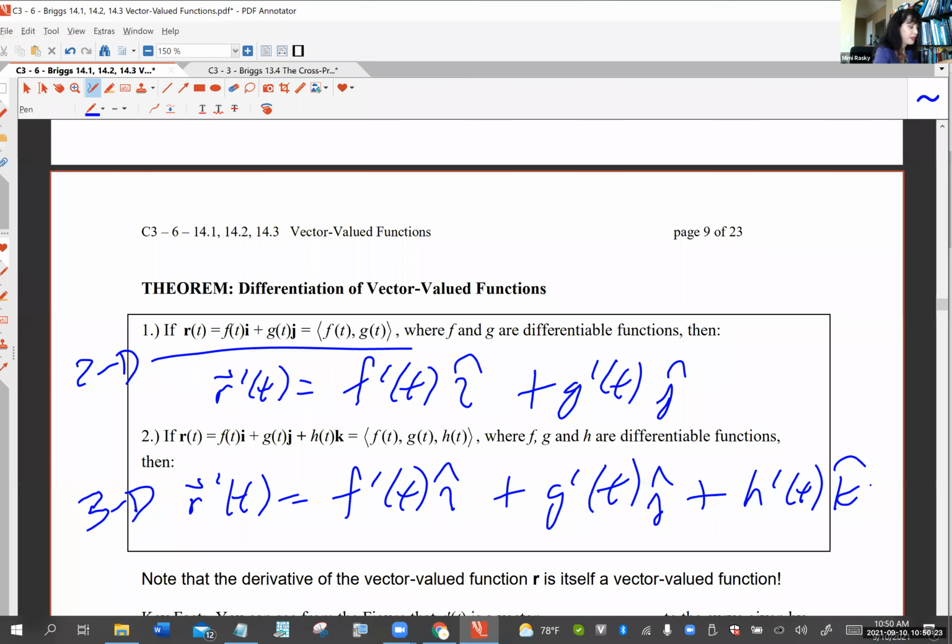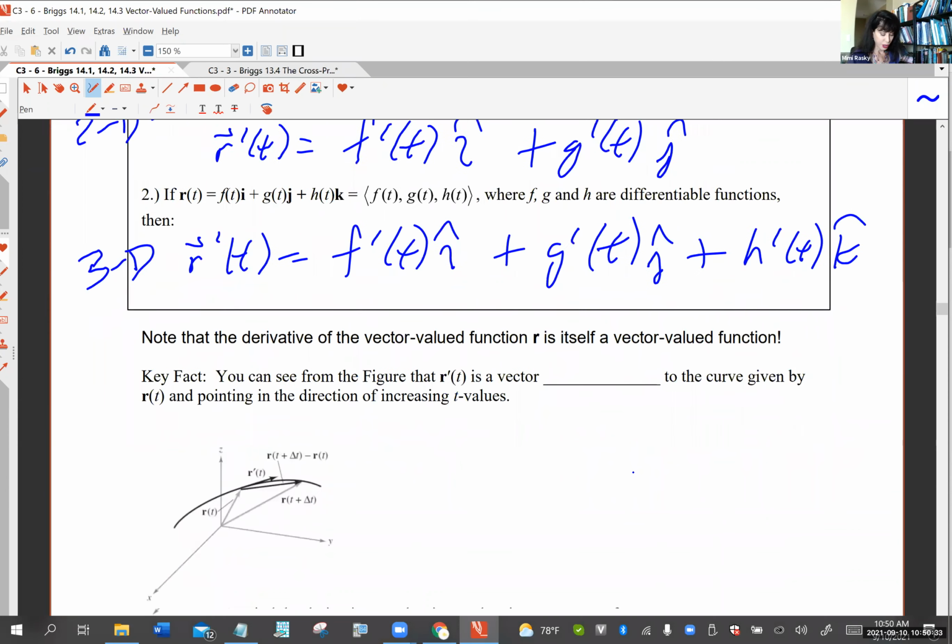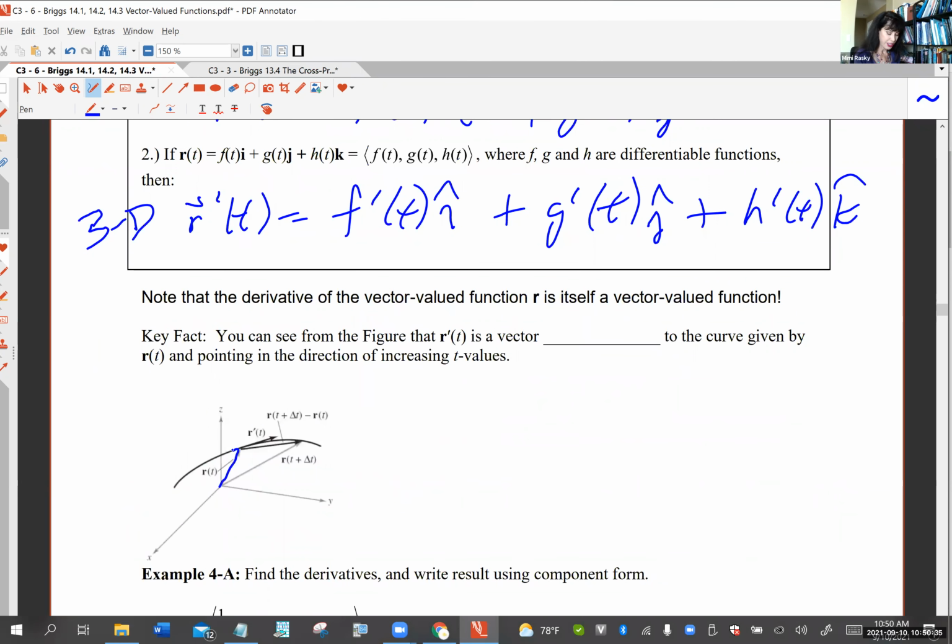Now we'll do some derivative examples, and if you're a little rusty, hopefully we'll refresh some of your brain cells on derivatives. Okay, the picture of it looks like this. You've got r of t here, r of t plus delta t a little extra, and then as delta t goes to 0, this r of t plus delta t gets closer and closer and closer to r of t, and r prime ends up being the tangent vector to the curve.